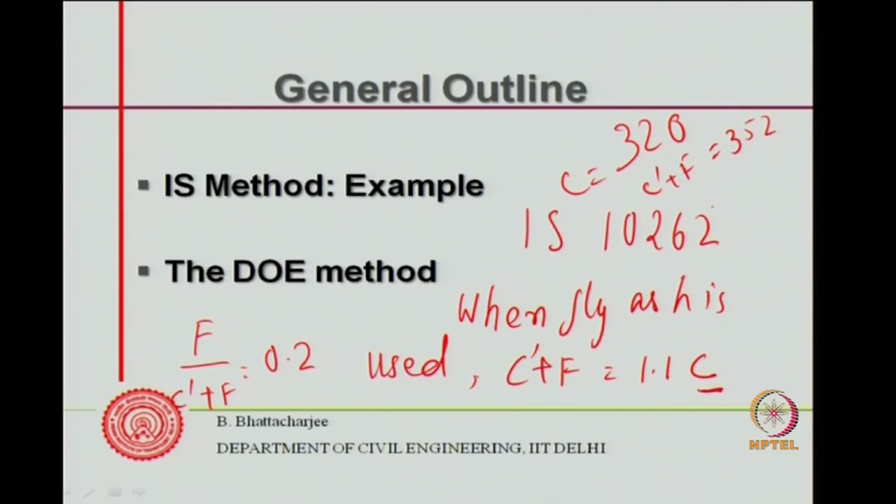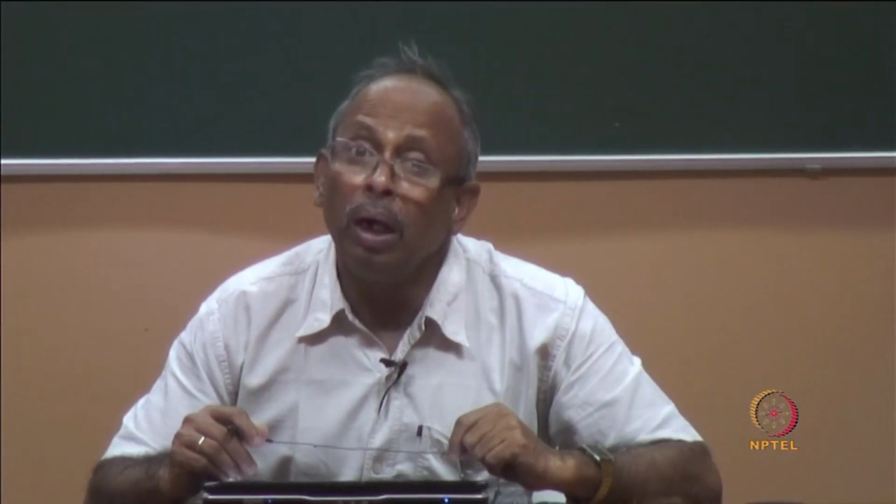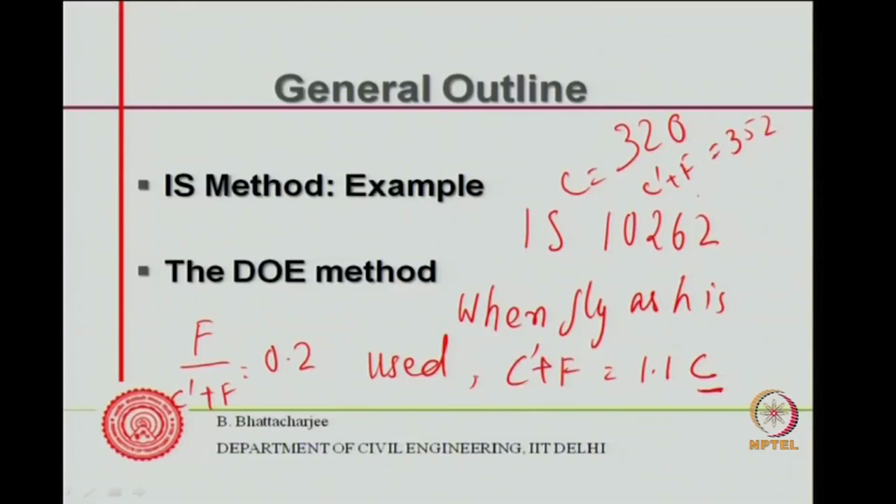So, if you know F by C dash plus F, you can find out the value of C dash and F, where C dash is the new cement content and F is the fly ash content that you are using in the concrete. All right. This is just to recall what we were discussing last time. We also said that we would need a correction factor for moisture content at the field, and in our example we will look into these issues. Right now we will look into an example.